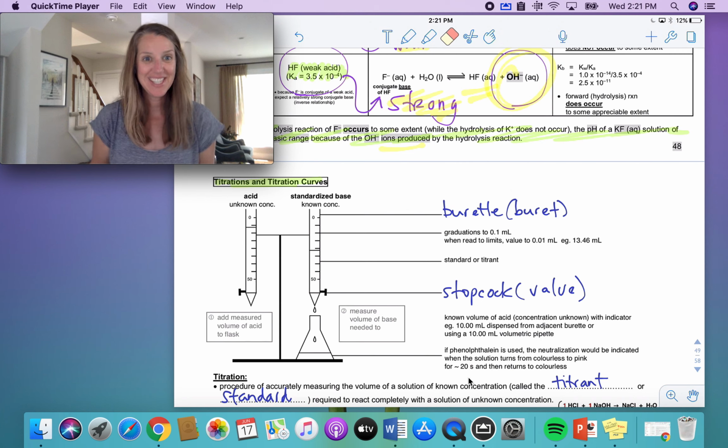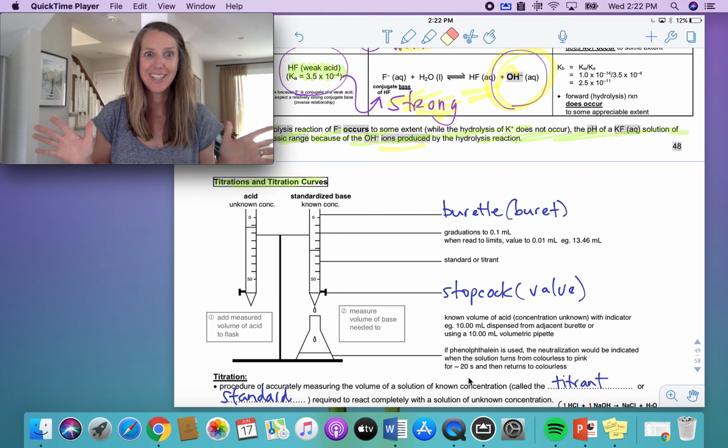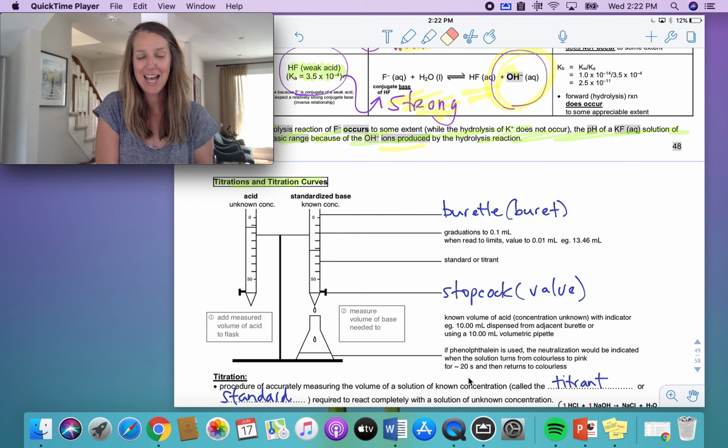Grade 12s, this is our very last module of chemistry for the whole year. I'm quite excited about this. Hopefully you're excited also to be pretty much done and wrapping things up.